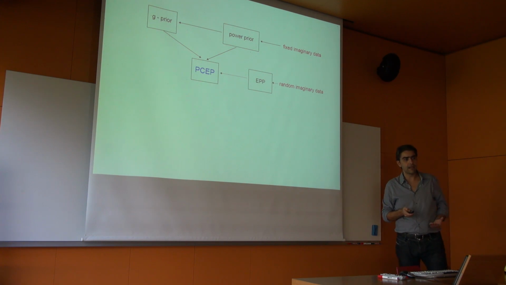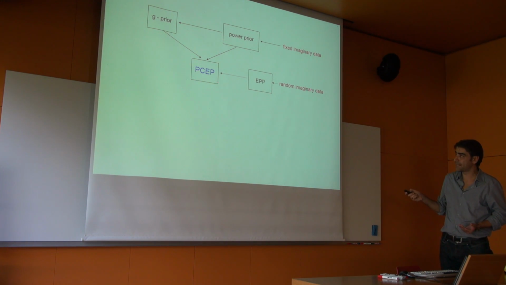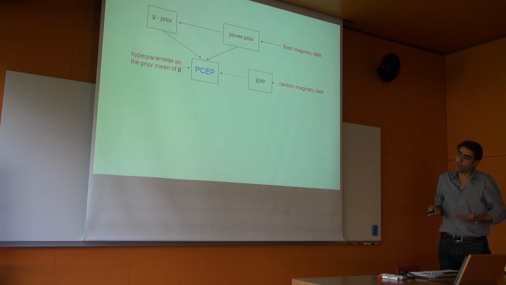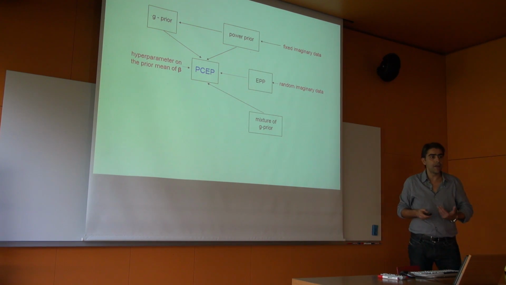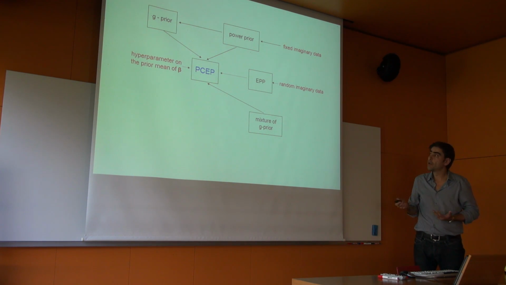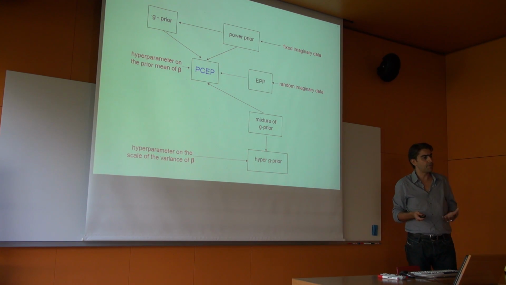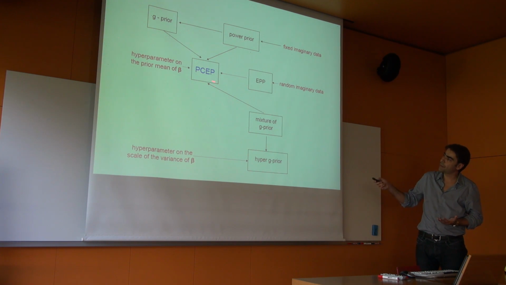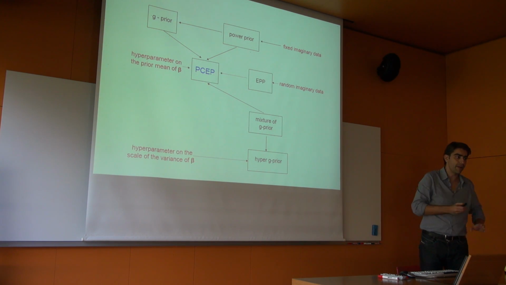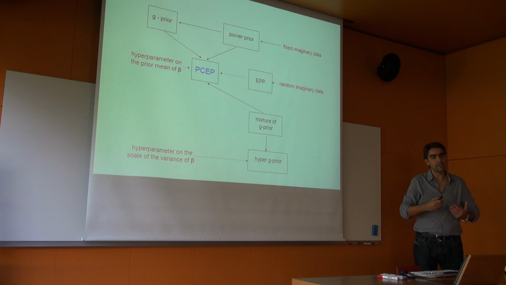And this is what we have done in another paper, and we call this prior PSEP. The way you can do that is to represent your prior as a mixture of G priors, but instead of placing a hyperparameter on the scale of the variance, like the people in the hyper-G prior have done, we place a hyperparameter on the prior mean of the data. So we have uncertainty about the actual Y values, as a matter of fact.